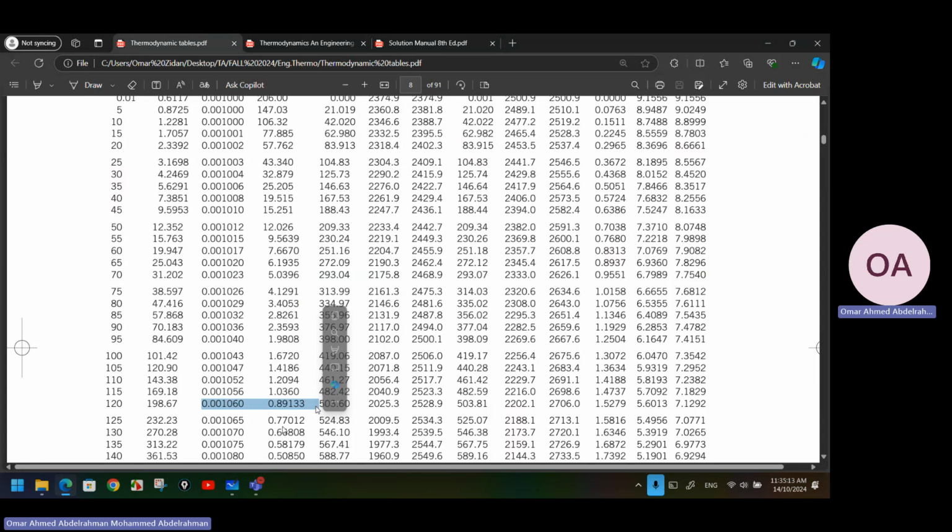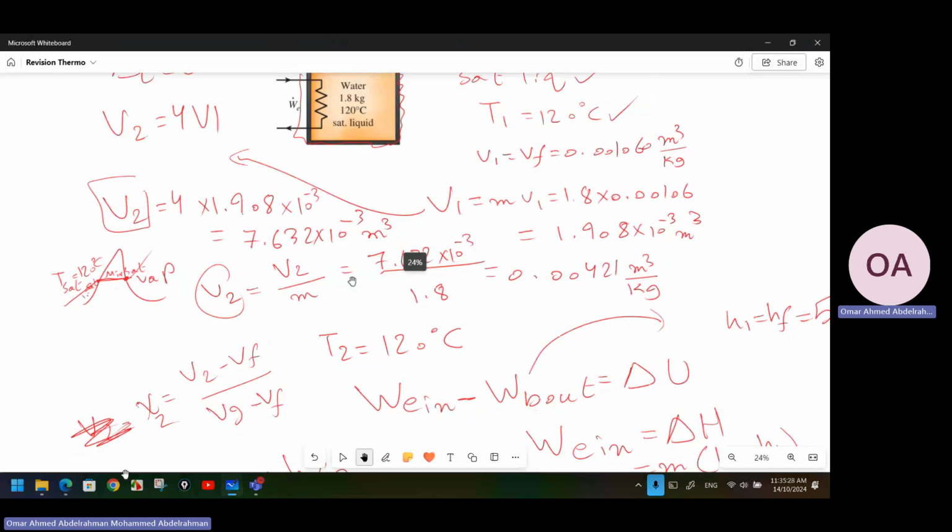Okay, the temperature changes only when you have a change in the phase. I mean, you will be in the superheated region. But saturated liquid, saturated mixture, and saturated vapor always have the same temperature. Okay, so that is for this question.